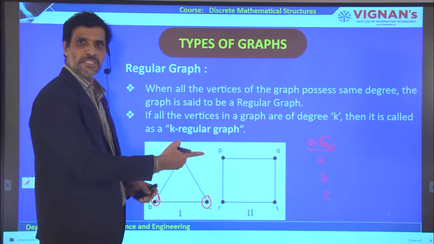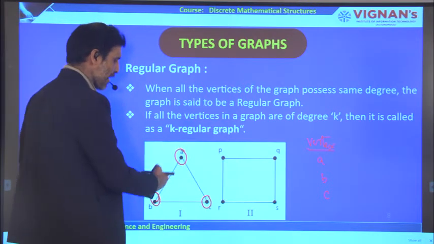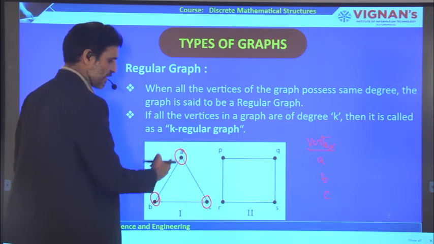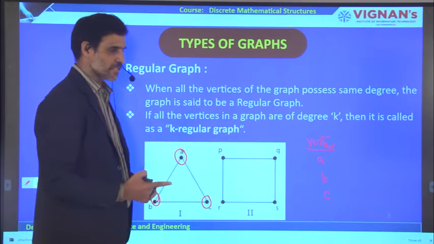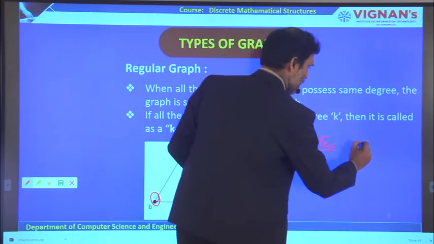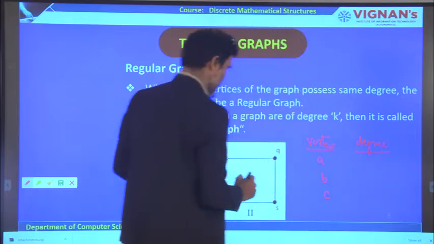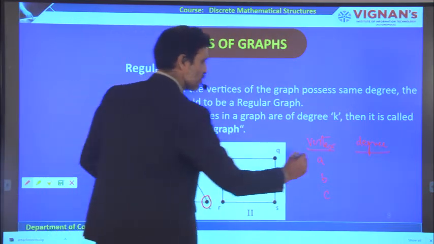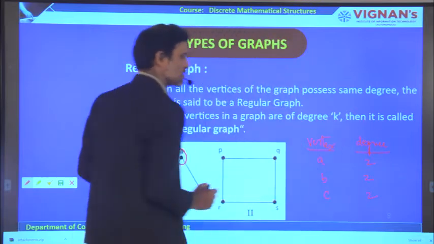What do you mean by an adjacent vertex? An adjacent vertex is one where there is a path from that particular vertex to this vertex, and from that vertex to that vertex. Then only they are adjacent vertices, which we already discussed in the last lecture. Now let us come to the case of degree. How do we find the degree of a vertex? For vertex A it is 2. In a similar way, for B it is also 2, and for C it is also 2.